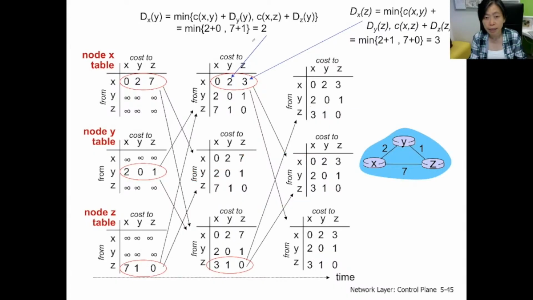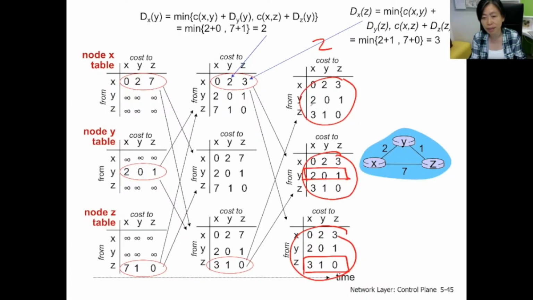You see that in cycle number 2, x, y, and z actually converge. The view is consistent, and they all converge to the shortest path, the least cost path. So in this very simple example, we see distance vector using the Bellman-Ford equation works really well, converging in 2 cycles.